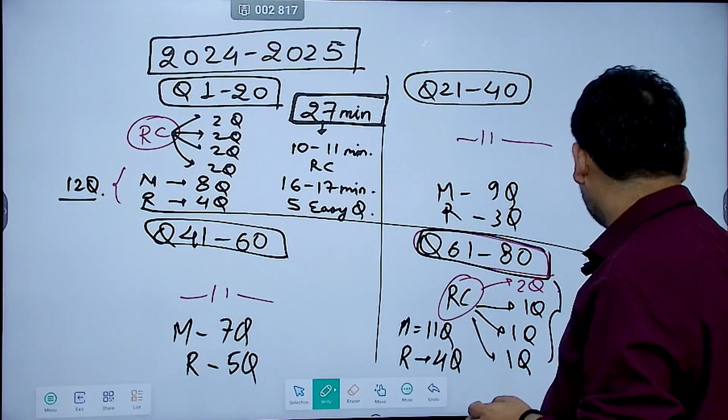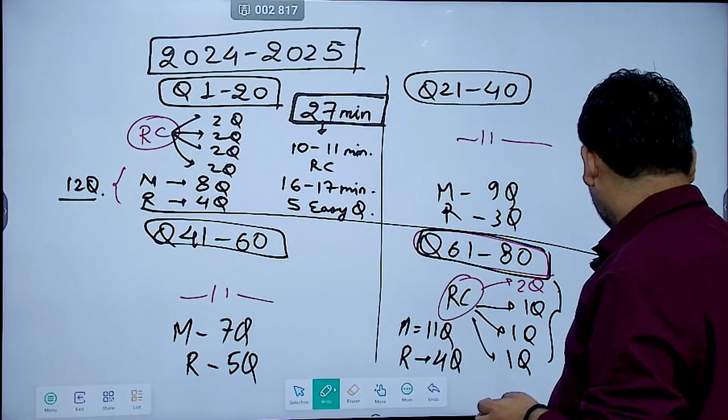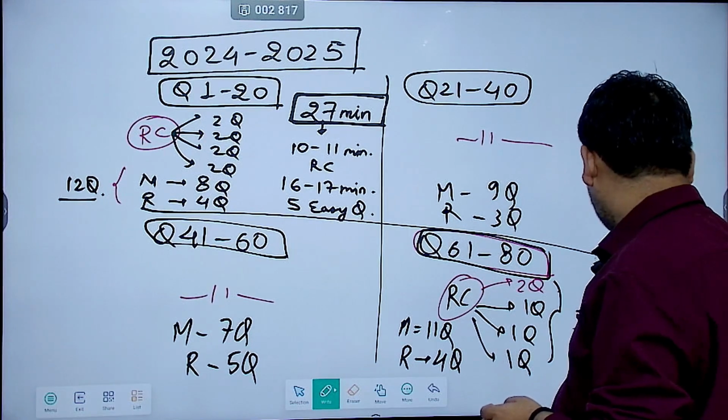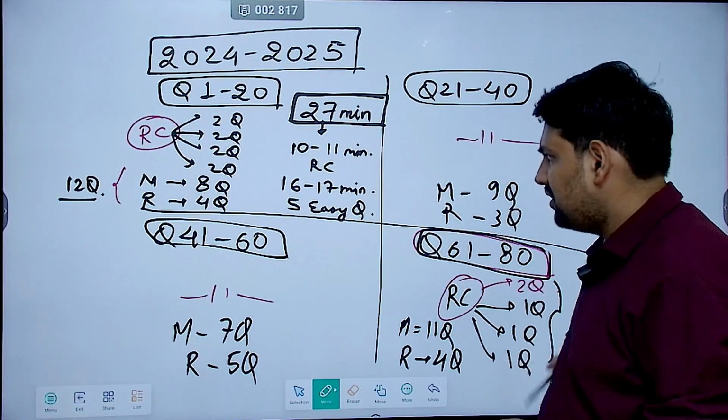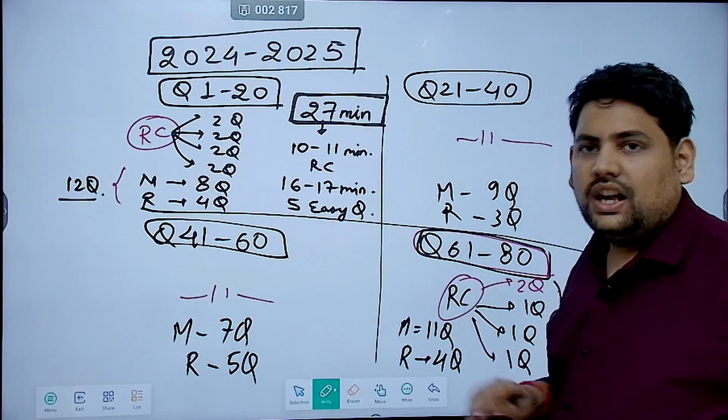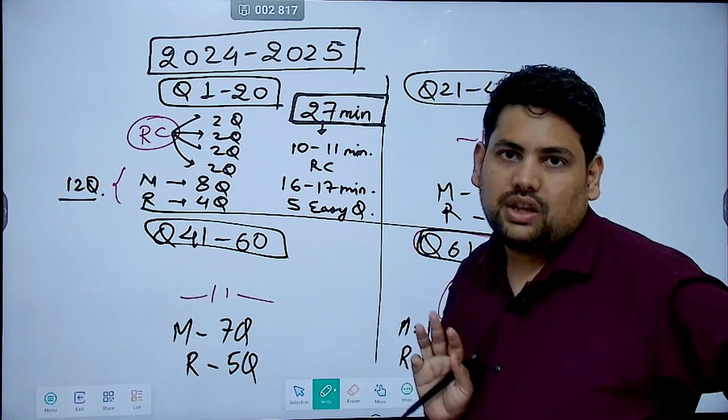A little bit different should be here. Here only 5 questions are there, so you can give like 6 to 7 minutes to it. That's it. The other part should be for mathematics and reasoning. Again, only choose the easy ones.